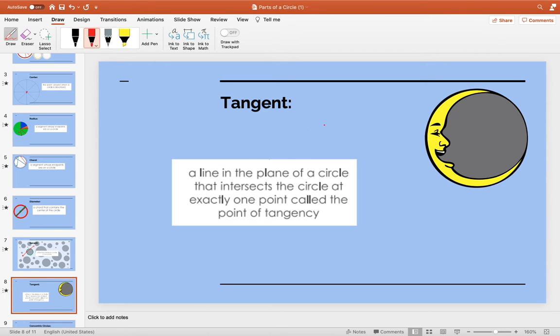A tangent is a line that intersects the circle in exactly 1 point. So for instance, that would be a tangent. It just nicks the edge of the circle like that. A little property of a tangent that you may or may not know is that a tangent and a radius will always make a 90-degree angle. Anyway, that's a little fun fact about the tangent. But what is a tangent? A tangent is a line that intersects the circle in exactly 1 point, and that point we call the point of tangency. All right, so that is a tangent.